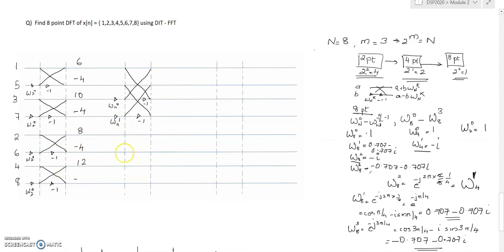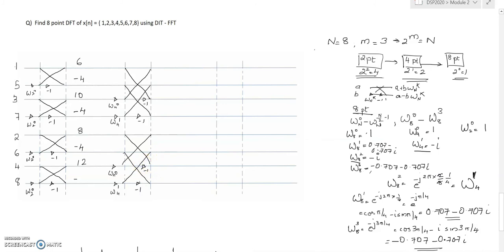Similarly, you combine these two butterflies to get this particular diagram. The upper arms will be connected, and then the lower arms will be connected. This will be W40, and this will be minus 1 here. This will be W41, and this will be minus 1 here.